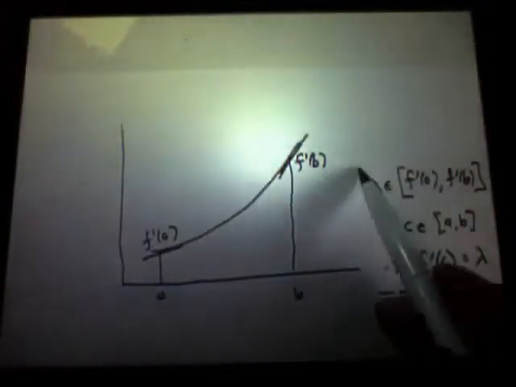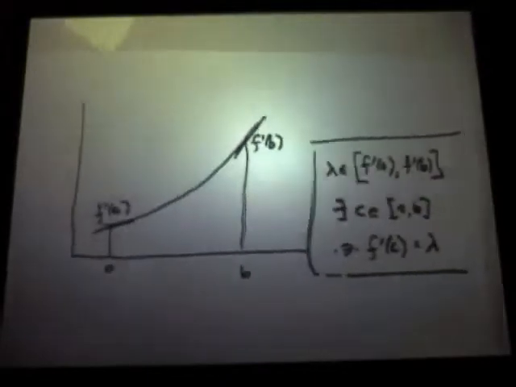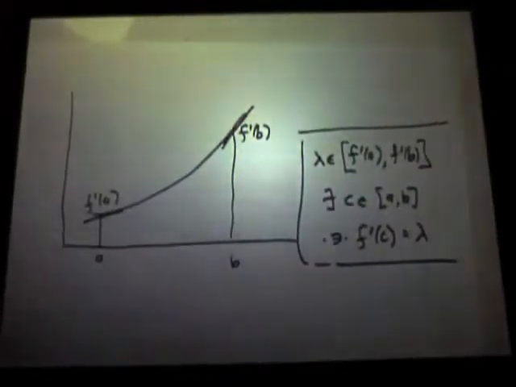So this is the intermediate value property, which continuous functions have, and derivatives have if they're defined, even. If derivatives are defined, they have the intermediate value property.